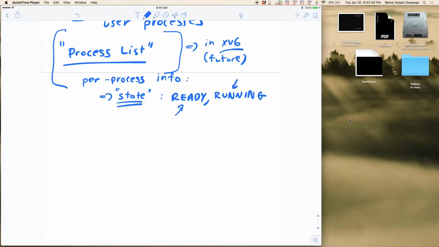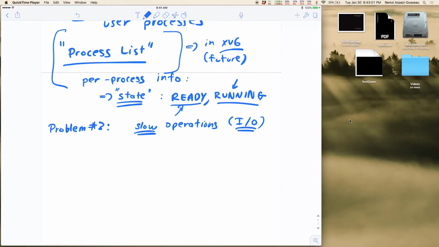Okay, but these states aren't everything. There's another state that we want to think about with a running process. And that all relates to what we called last time problem number 3 in CPU virtualization, which is that some operations are slow, particularly like I/O. Input-output to a device like a disk or an SSD even is way, way slower than the processor. Processor speed, super fast, billions of instructions per second.